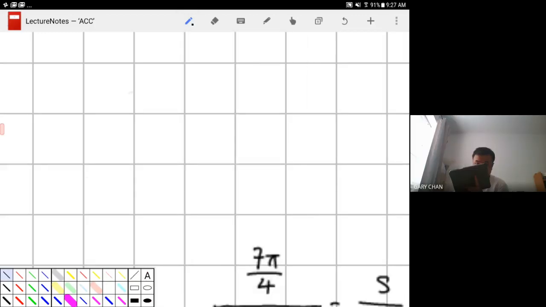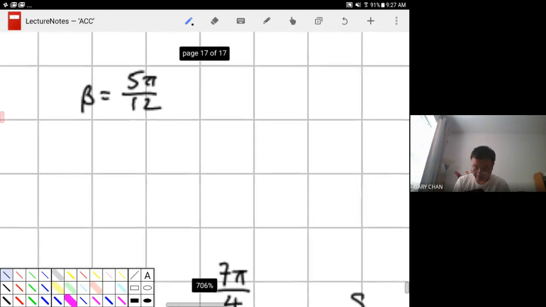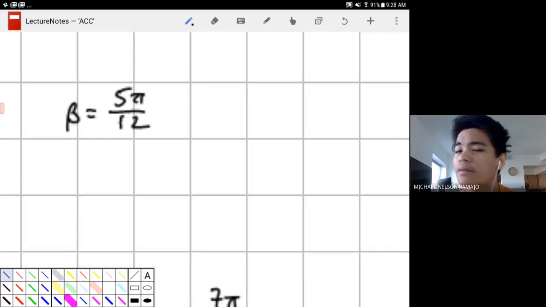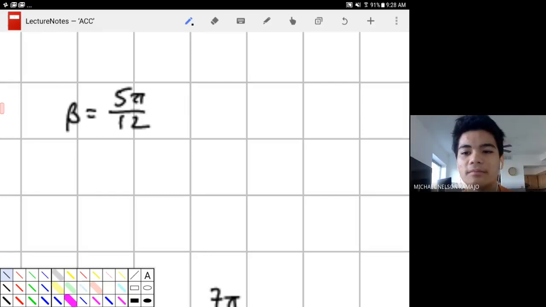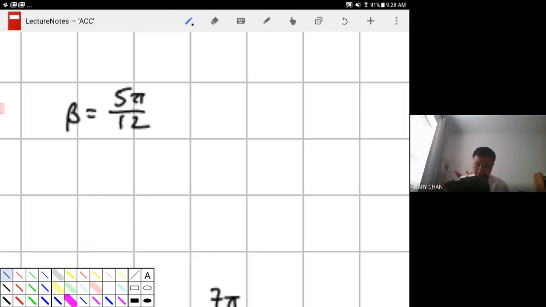So 5 pi over 12, that is beta. And you're asked to figure out what now again? Converted to degrees. So in other words, are you looking for theta or beta? Theta. There you go. So 5 pi over 12 is beta, and that is equal to theta times pi over 180. You're looking for theta in that relationship.